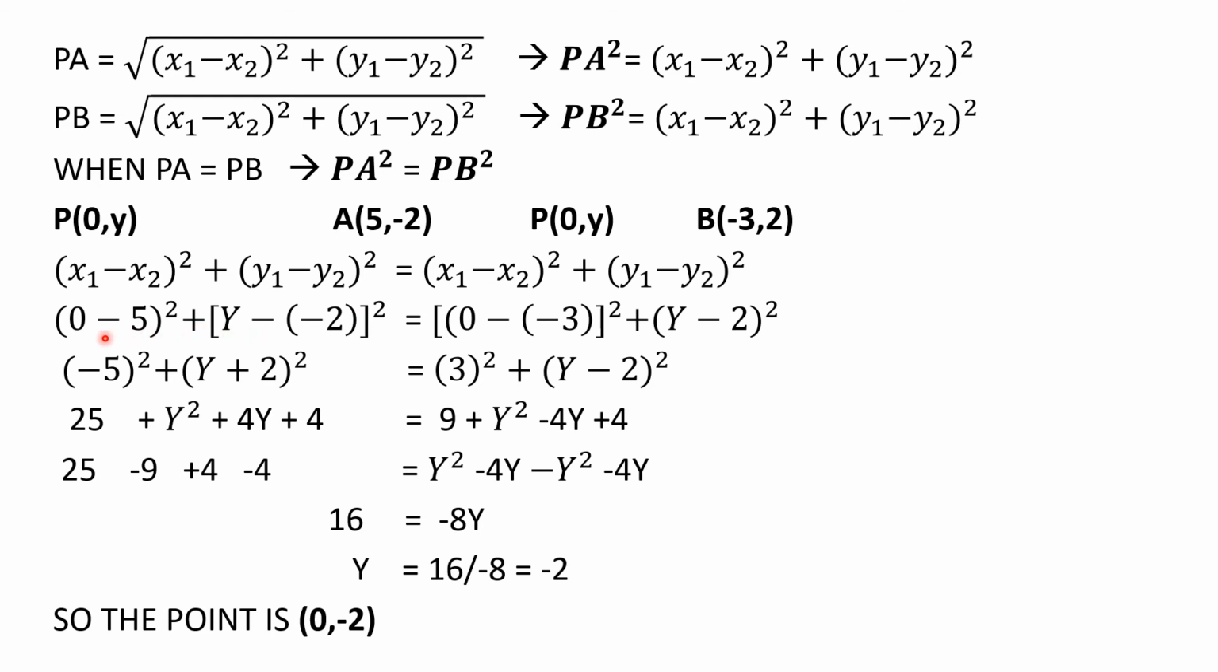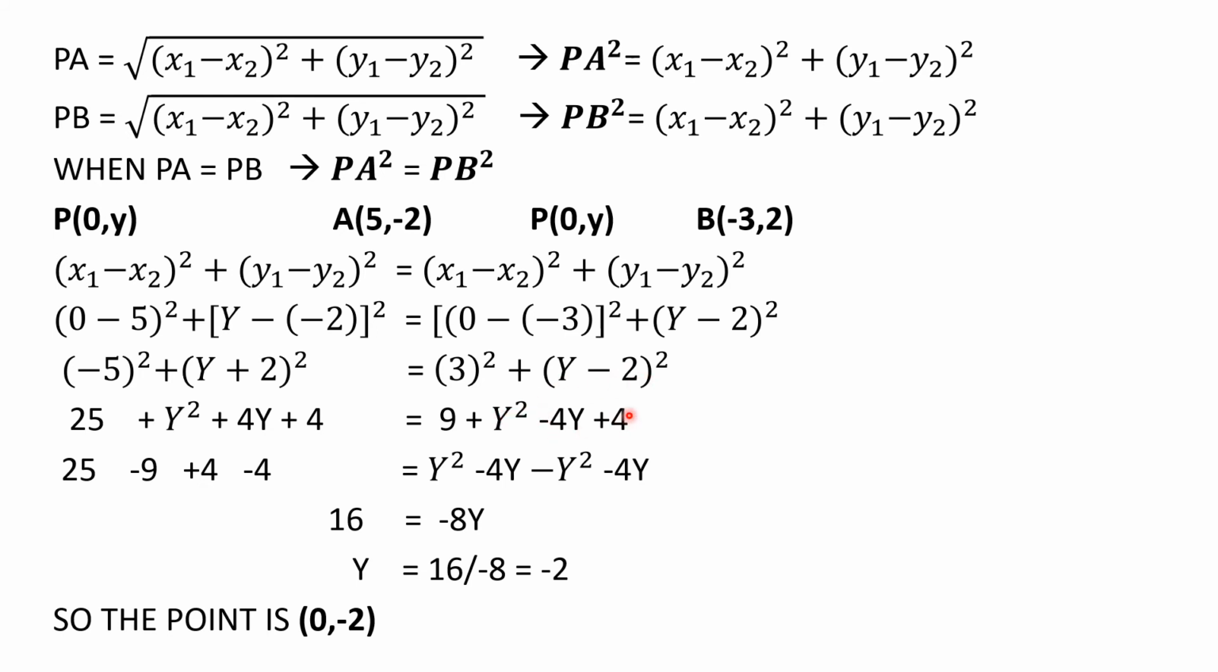And 0 minus 5 is minus 5 the whole square plus y, minus into minus will become plus y plus 2 the whole square. In the same way, minus into minus plus 3 square plus y minus 2 the whole square, minus 5 square is 25, is y plus 2 the whole square. You have to apply the formula a plus b the whole square, y square plus 4y plus 4 equal to 3 square is 9, y minus 2 the whole square, a minus b the whole square, y square minus 4y plus 4.